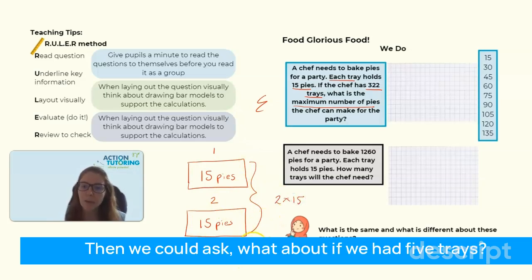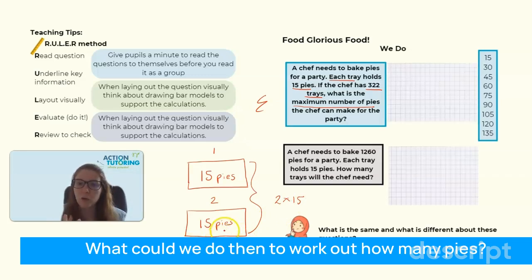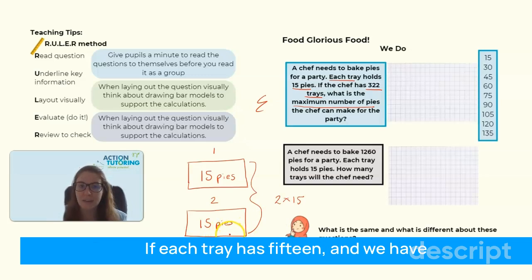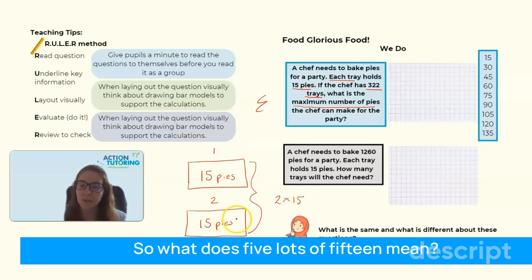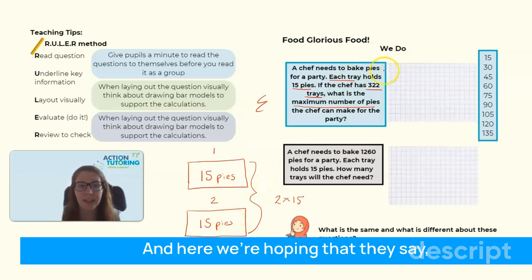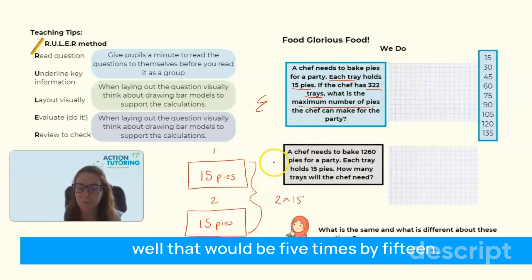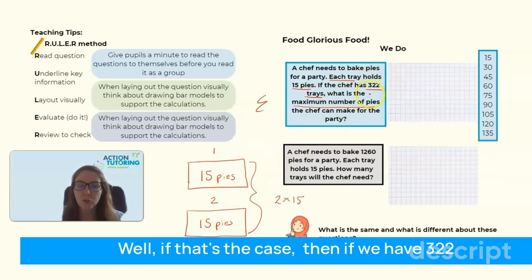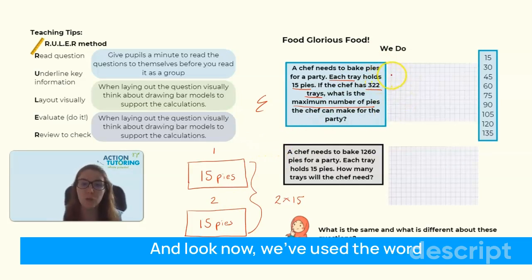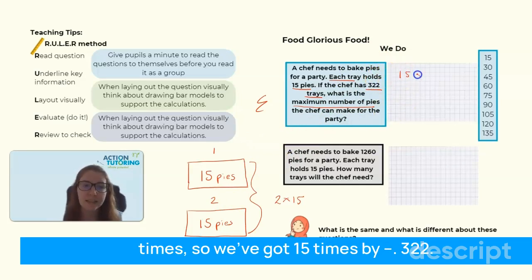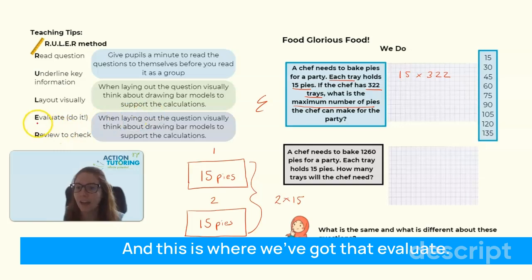Then we could ask, what about if we had 5 trays? What could we do then to work out how many pies? If each tray has 15 and we have 5 trays, that's 5 lots of 15. So what does 5 lots of 15 mean? And here we're hoping that they say, well, that would be 5 times 15. If that's the case, then if we have 322 trays, that means we have 15 pies 322 times. And look, now we've used the word times. So we've got 15 times 322. And this is where we've got that evaluate.